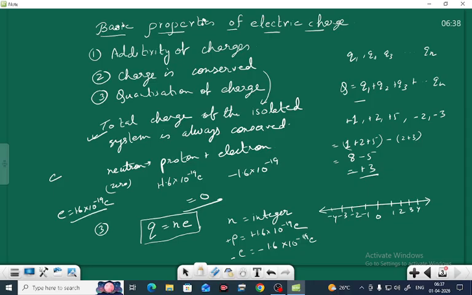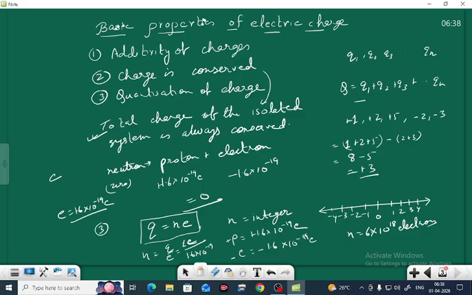Thus, how many electrons are there? We can say that Q equals Ne, or N equals Q by e. What is Q? It is 1 coulomb. And e, the charge of an electron, is 1.6 into 10 to the power minus 19. So the number of electrons is equal to 6.6 into 10 to the power 18 electrons in a charge of minus 1 coulomb. In a charge of 1 coulomb.